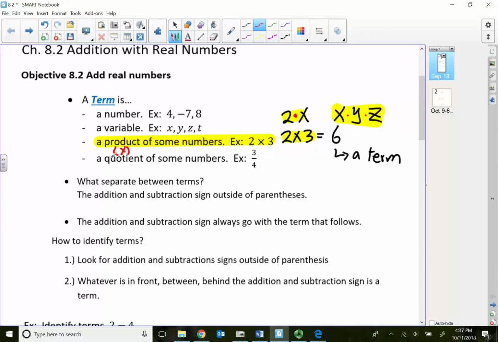The fourth one, a quotient between some numbers. Quotient means division. Another way of writing division is through a fraction. So what we're saying here is that a fraction between any numbers is only considered as one term. But I'm not saying every fraction is a term. For example, if I have something like 3 over 4 times something like 16 over 15, I've got two fractions here, but because of the multiplication between them, this is only considered as one term.